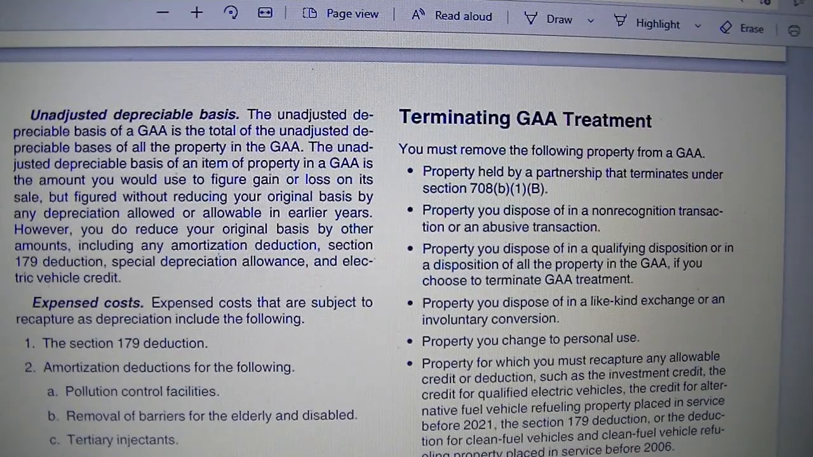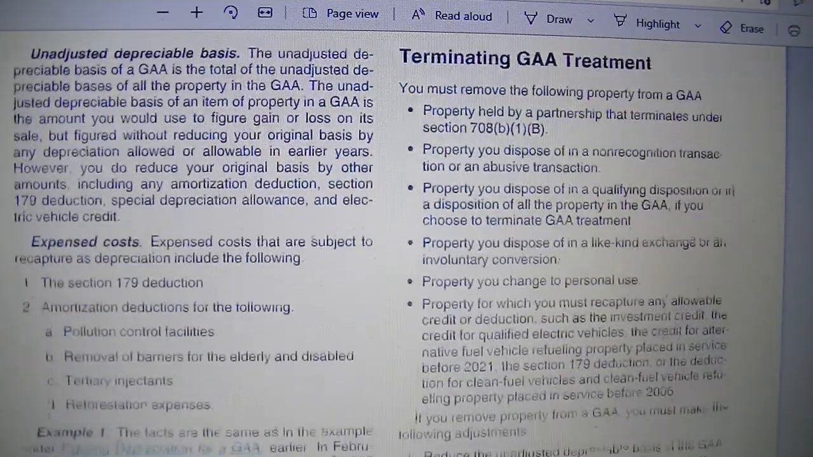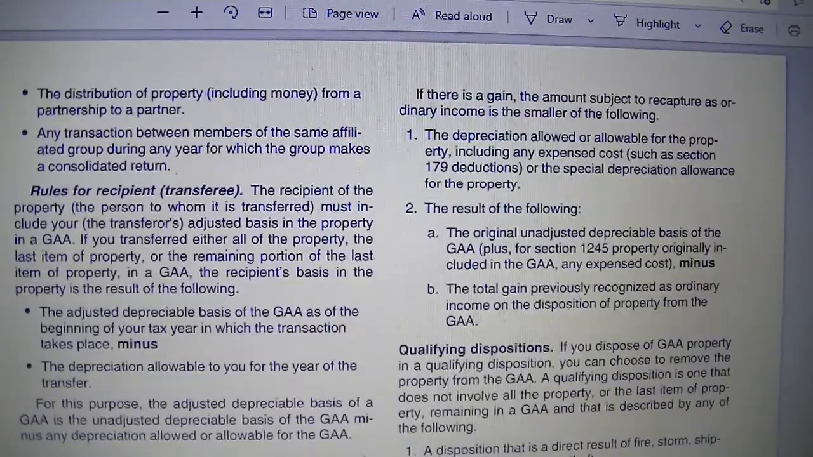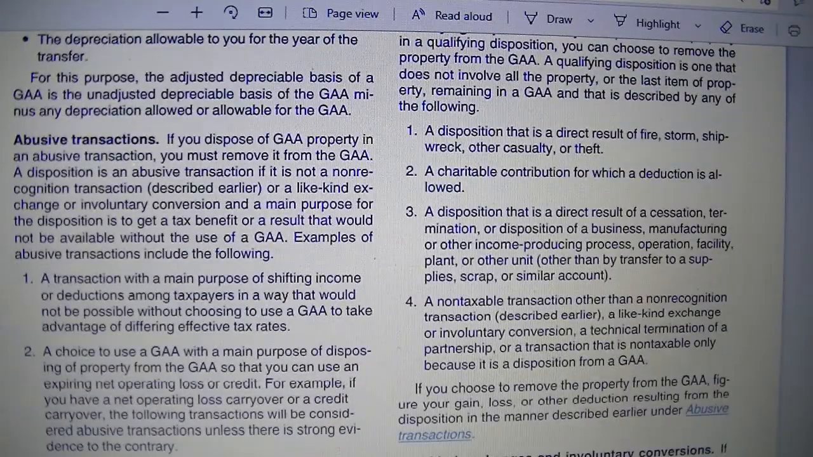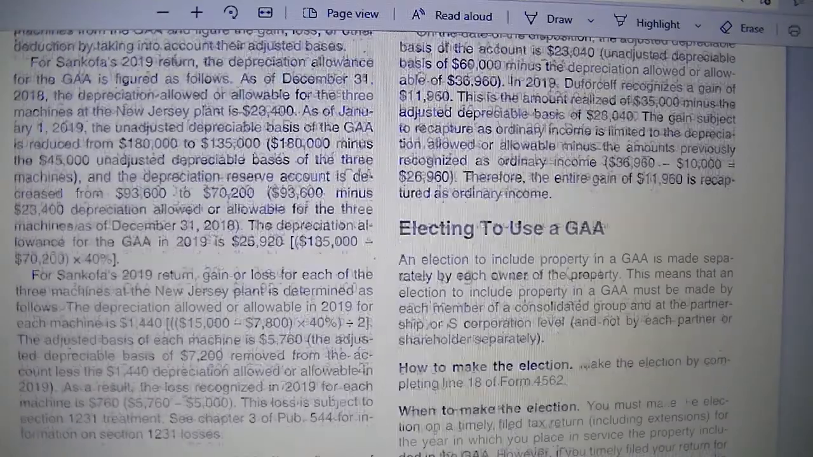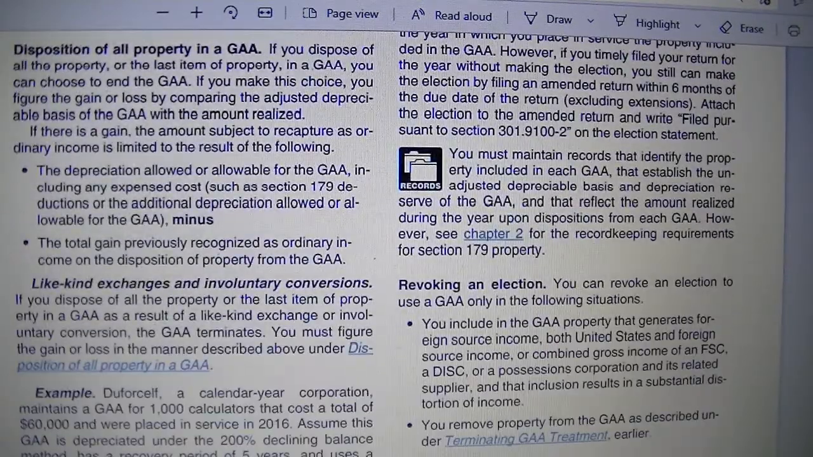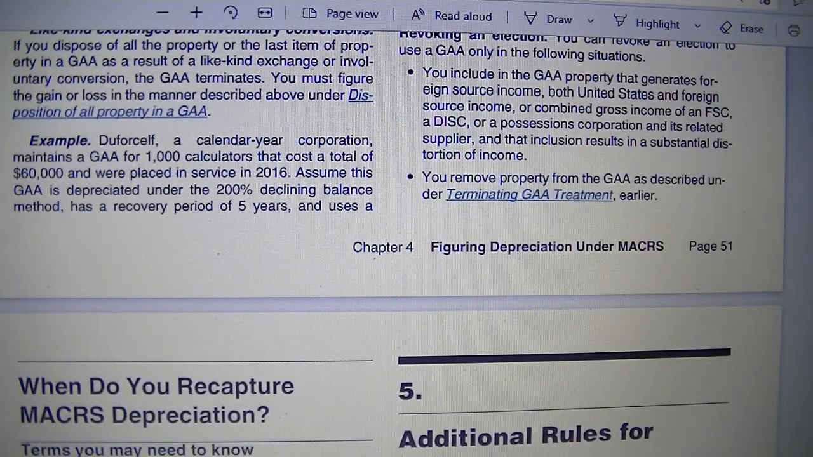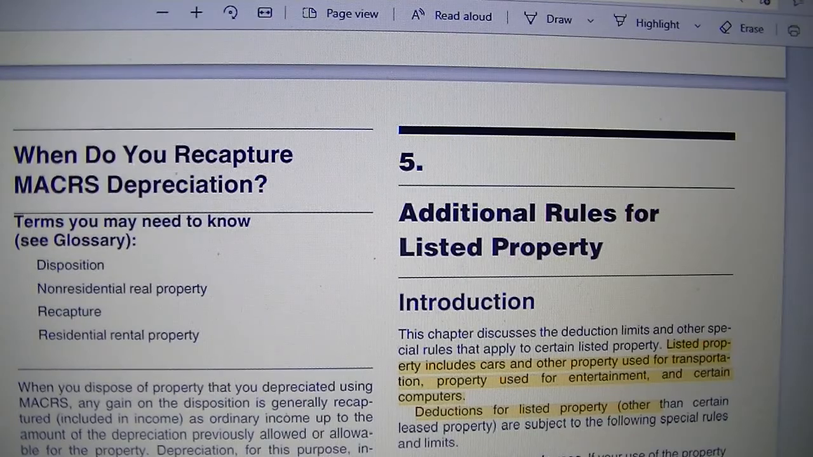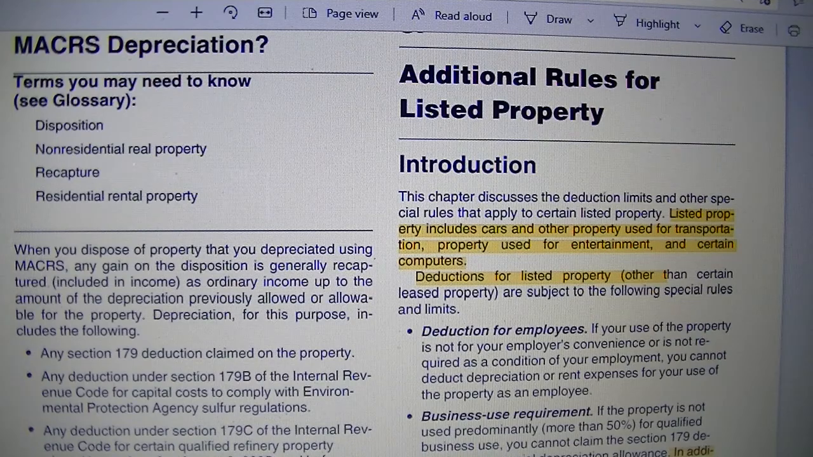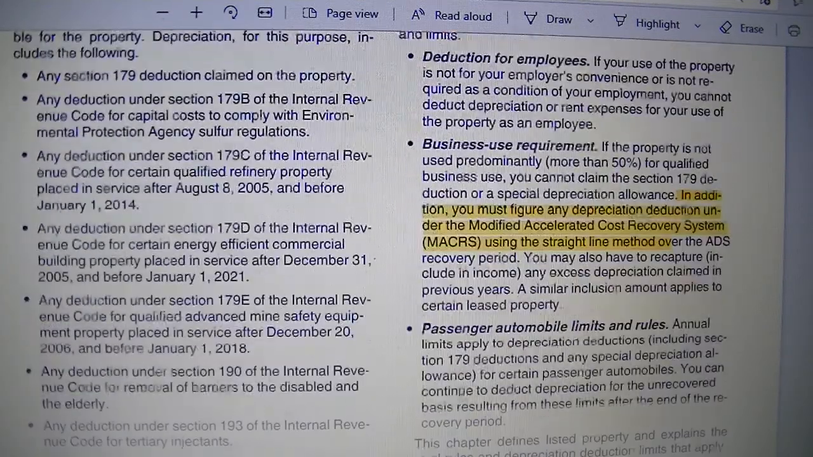And that's something as well, when you group assets, there is a possibility for you to recapture a part of the depreciation if you take an asset out of your business earlier than expected. So when do you recapture? They have that on page 52.